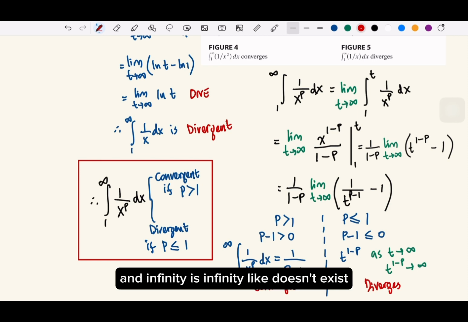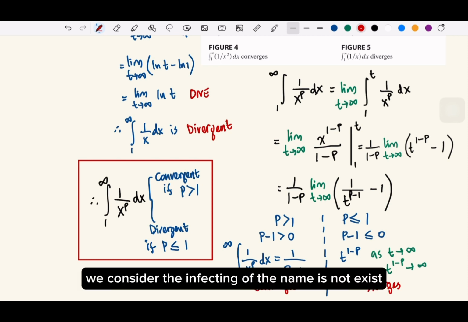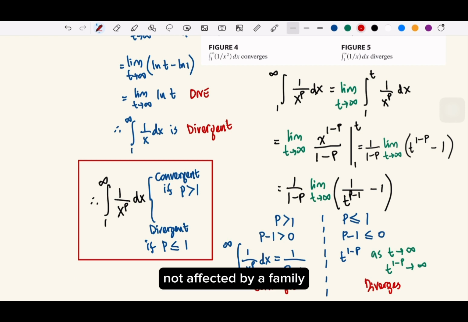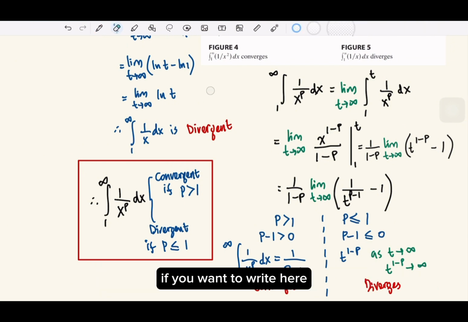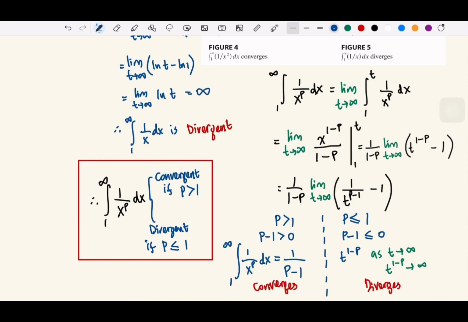Well, ln infinity is infinity, right? The limit doesn't exist. We consider that infinity will be the limit not existing, right? Not a finite value. Or maybe if you want to write infinity, if you want to write here, this will be equal to infinity.